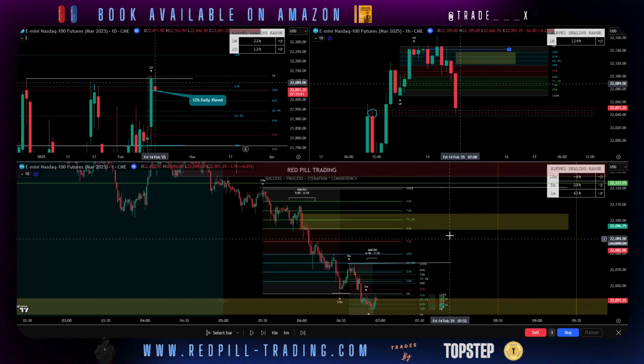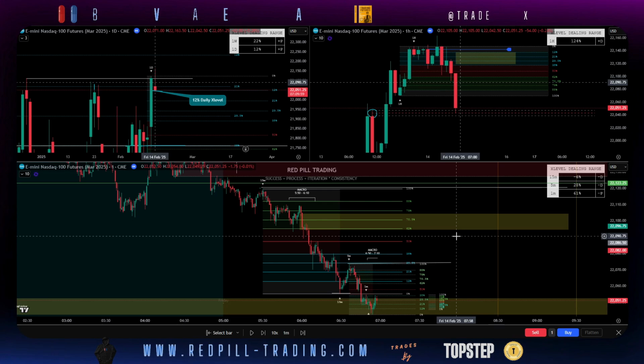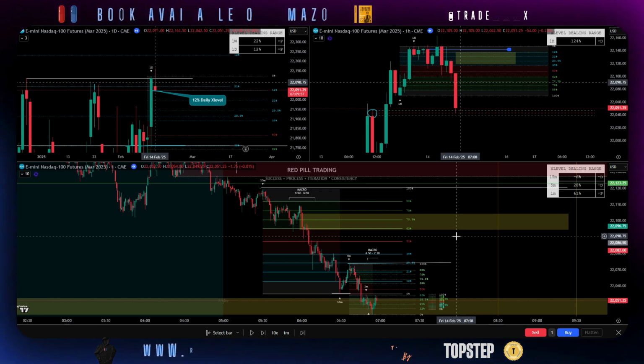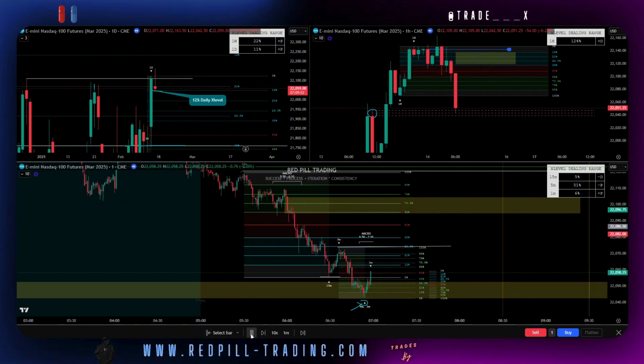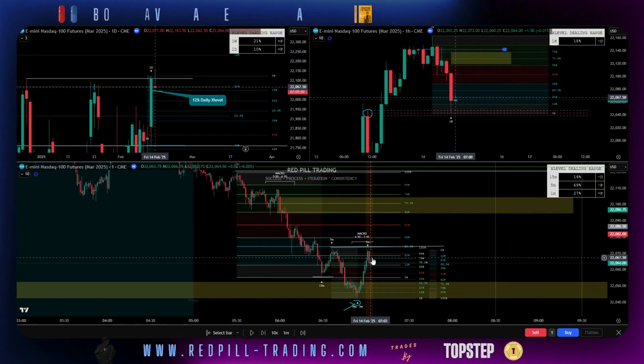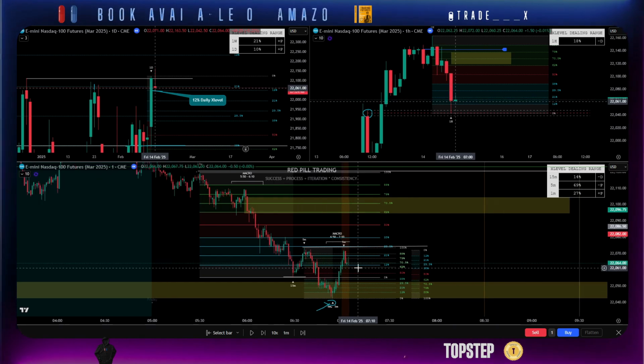Our rules with X levels are very simple. We want to be going long inside of a higher time frame discount. We want to be going short inside of a higher time frame premium. So let's press play and see how price plays out. You can see we move up into our 5-minute premium. This is where I want to scale positions.